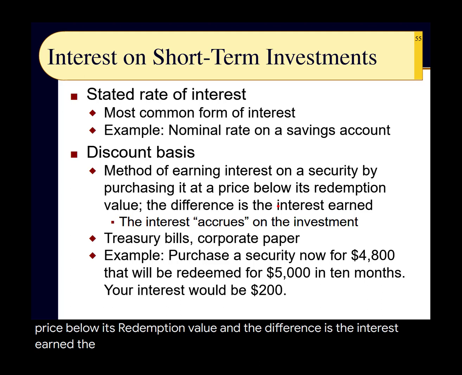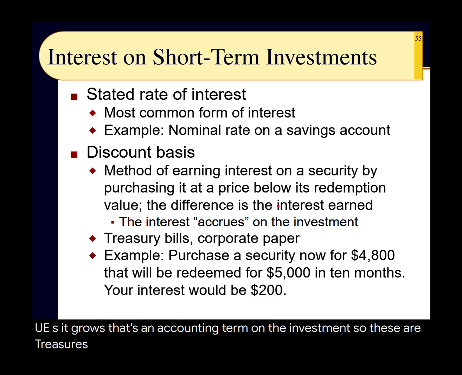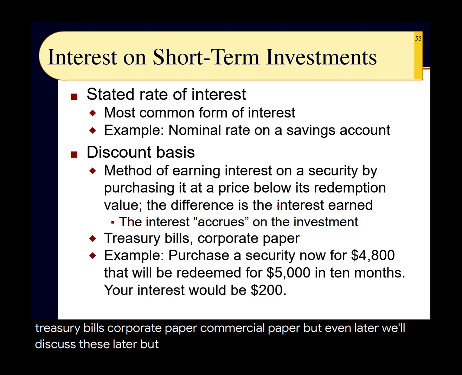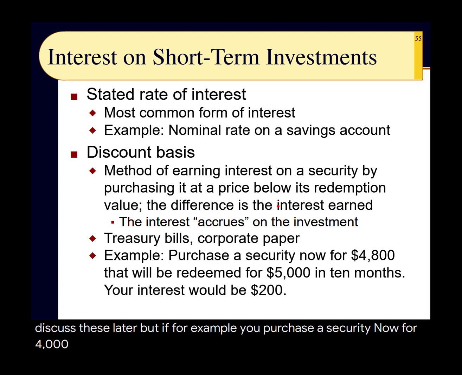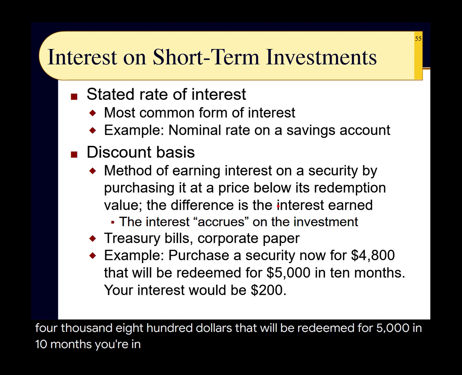The interest accrues, not a cruise on a ship, but ACCRUES. It grows, that's an accounting term, on the investment. So these are treasury bills, corporate paper, commercial paper, but we'll discuss these later. But for example, you purchase a security now for $4,800 that will be redeemed for $5,000 in 10 months. Your interest would be $200.